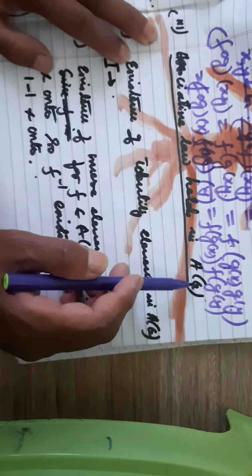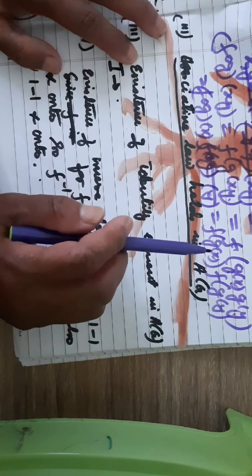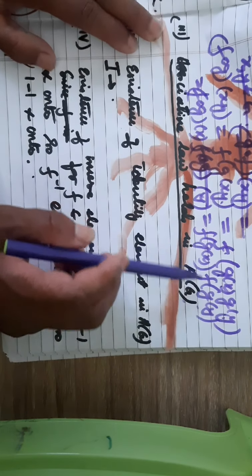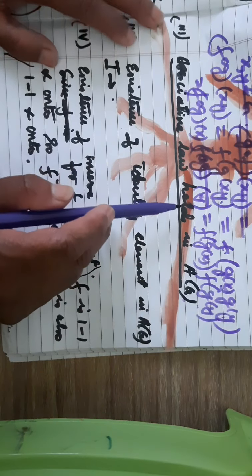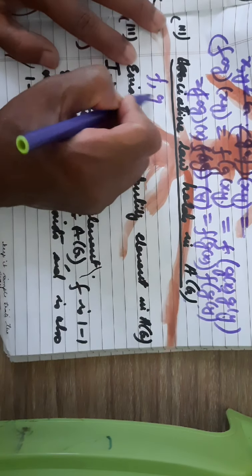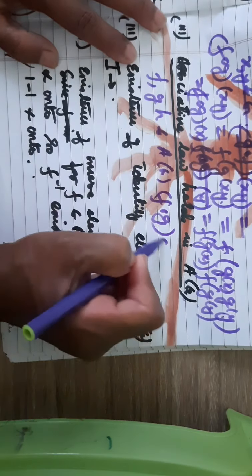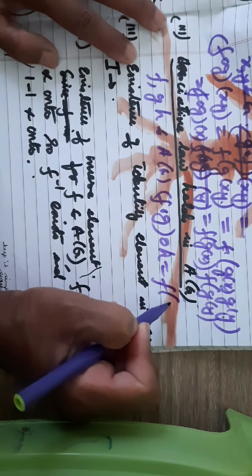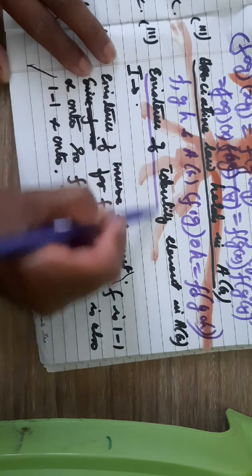Now, the associative law holds in A(G). This is trivial because we know from the properties of mapping that composition of mappings always satisfies the associative property. That is, for any f, g, h belonging to A(G), (f composite g) composite h is the same as f composite (g composite h). So we need not show that one.